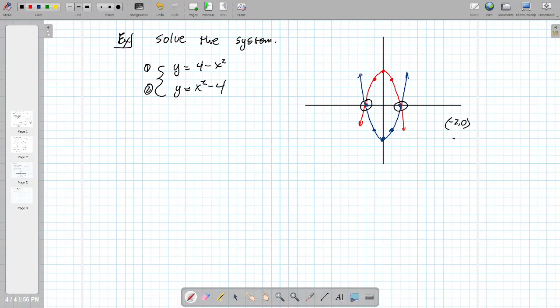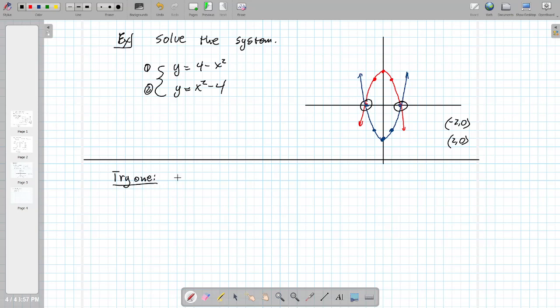We can check to make sure that they are in fact solutions by plugging them into both equations. Plug in 2, you get 4 minus 4, which is 0. Plug in 2 into the other equation, you get 4 minus 4, which is 0. Same idea if you plug in negative 2, because we have a square. Try one on the accompanying worksheet. Solve the system using graphing. Your system is x minus y is equal to 4, and xy is equal to 12.